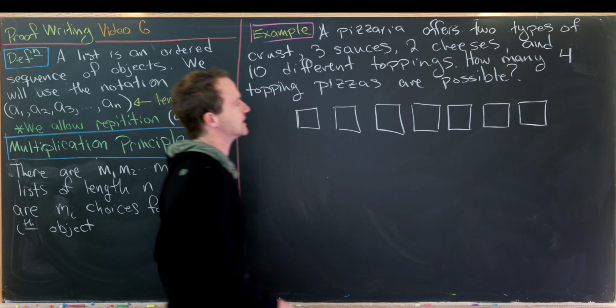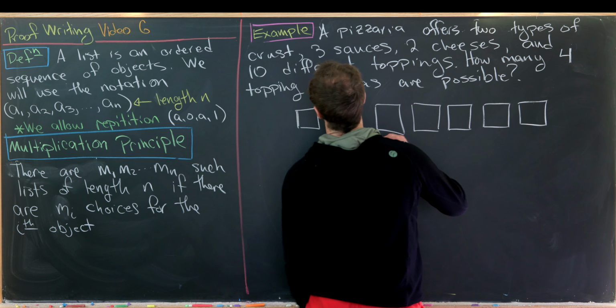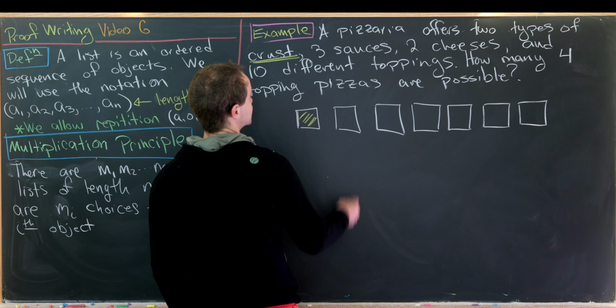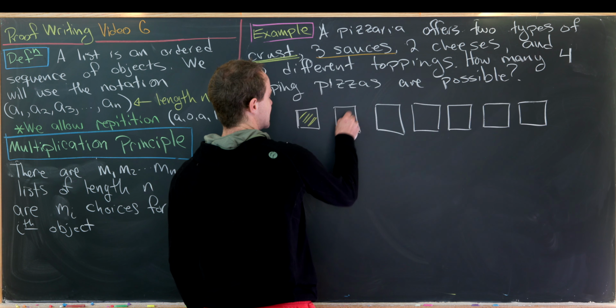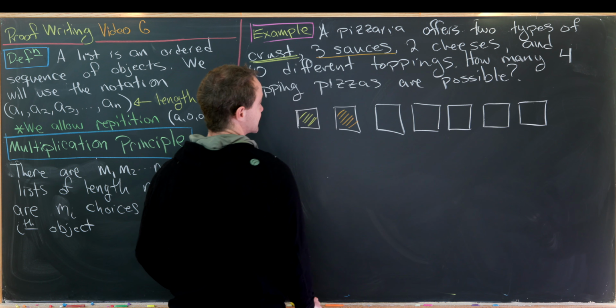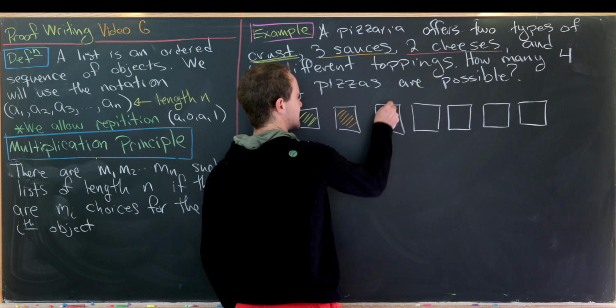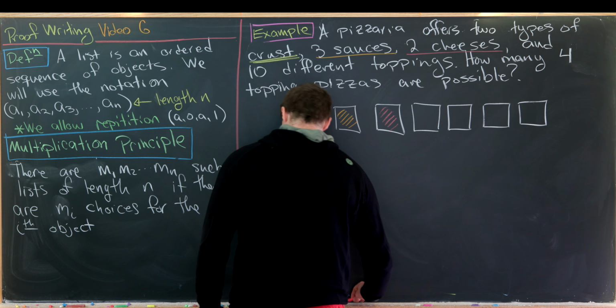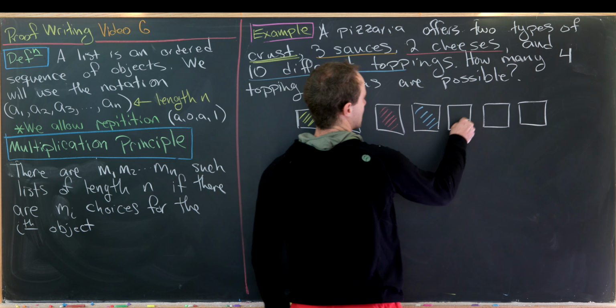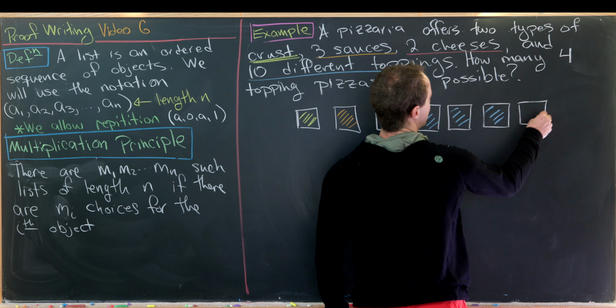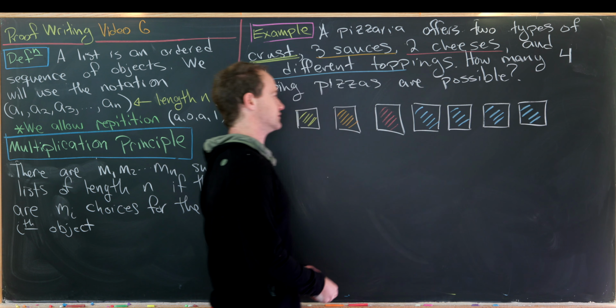Now let's color code this. So 2 types of crust. So let's say this yellow box is our choice for crust. 3 sauces, let's say this orange box is our choice for sauces. 2 cheeses, let's say this red box is our choice for cheeses. And then finally, 10 different toppings, let's say those are our choices for our 4 toppings that we will choose. So we have this kind of setup. Now we can apply this multiplication principle.